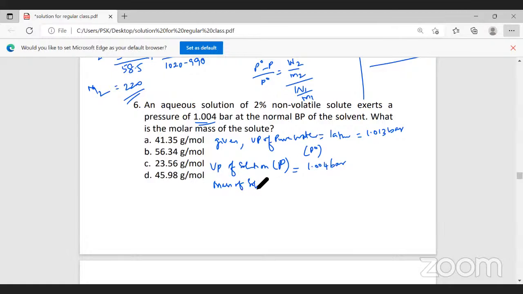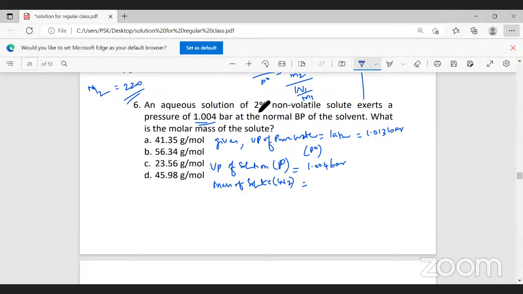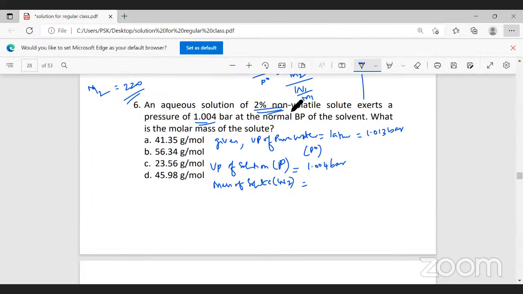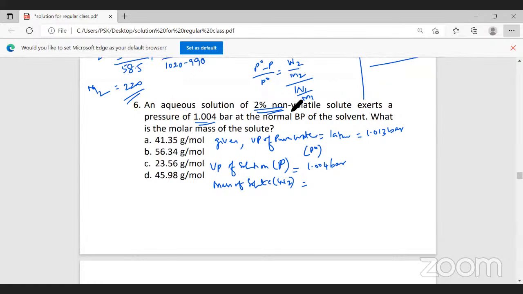What is the mass of the solute? Normally we represent the mass of the solute as W2. They have given 2% of non-volatile solute. What do you mean by 2%? It means 2 grams in 100 grams of solution. They have not given you the weight of solute directly; they have given a 2% solution. So the mass of the solute is 2 grams, and since we're talking about percentage, the mass of the solution will be 100 grams.